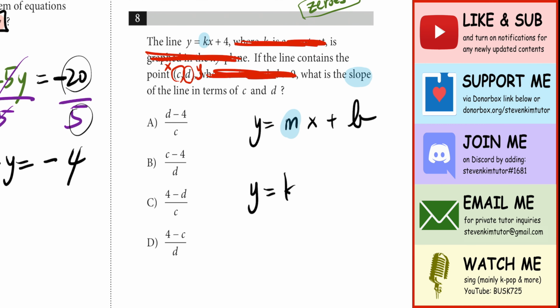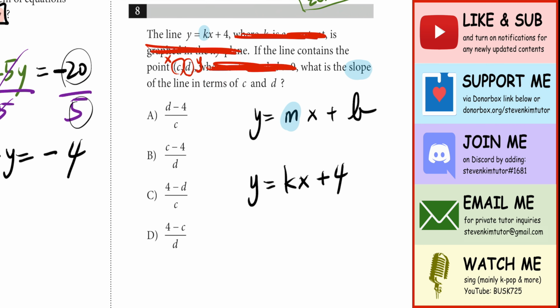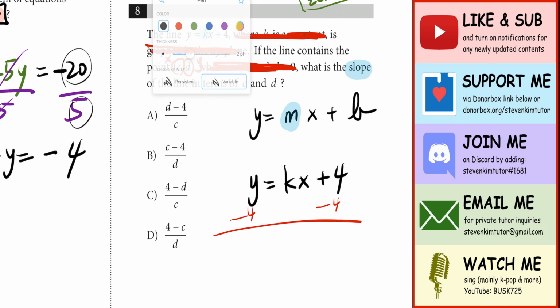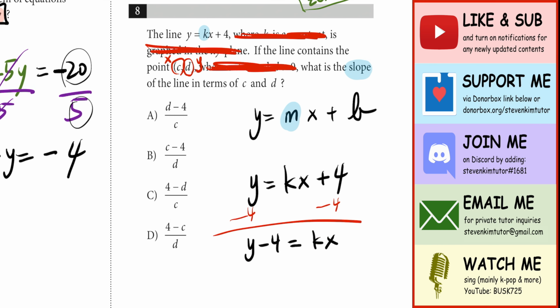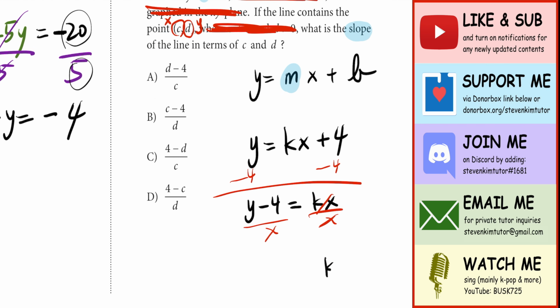So let's go. y is equal to kx plus 4. Let's go ahead and solve for that k first, because that's what they're asking for. Subtract 4 on both sides, and y minus 4 is equal to kx. Now go ahead and finally divide it by x on both sides, and boom. So k is equal to y minus 4 over x. Now, I don't see that in my answer choices. Why? Because they got c and d instead of the x and y. So what do we do? Just simply plug that back in. What did they say? c is for the x, so put that c right there for the x. And then d is for the y, so just go ahead and put that d for the y. And so it should be d minus 4 over c. And that's A.